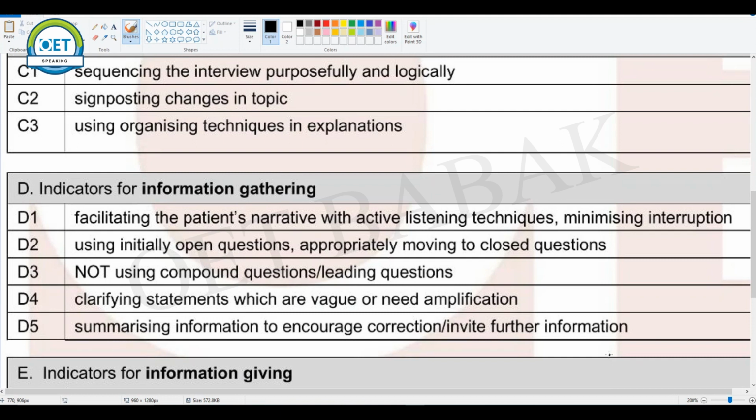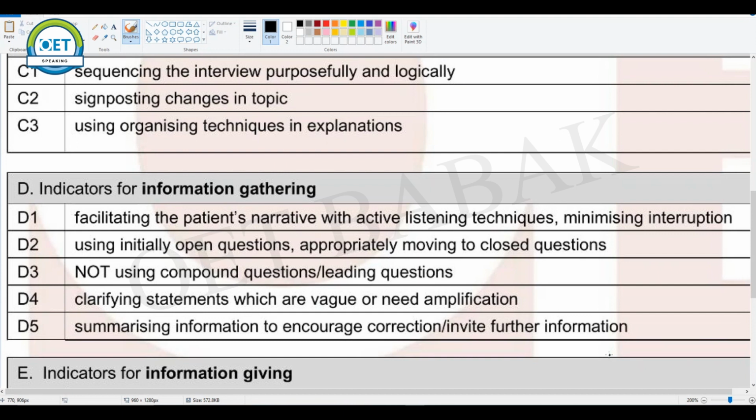Clarifying statements which are vague or need amplification. So it means that when you don't understand something or when you find out something, clarify with the patient. Summarizing information to encourage correction, invite further information. So basically, information gathering, there are two things which are important to know. One is open questions first, then closed, and summarizing.